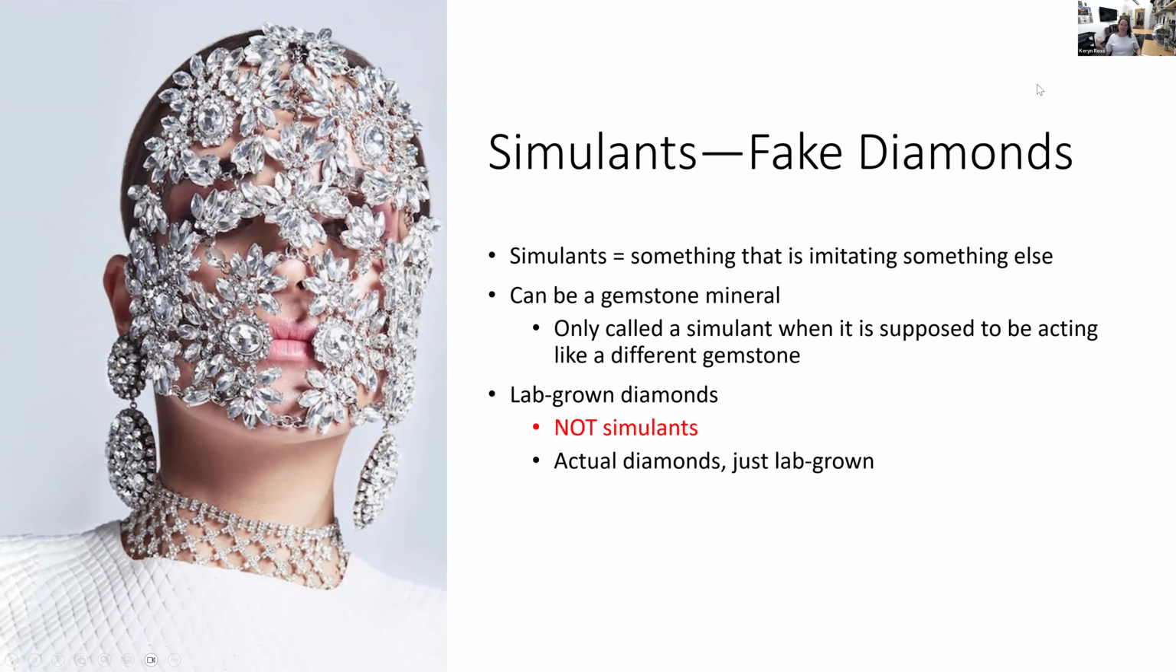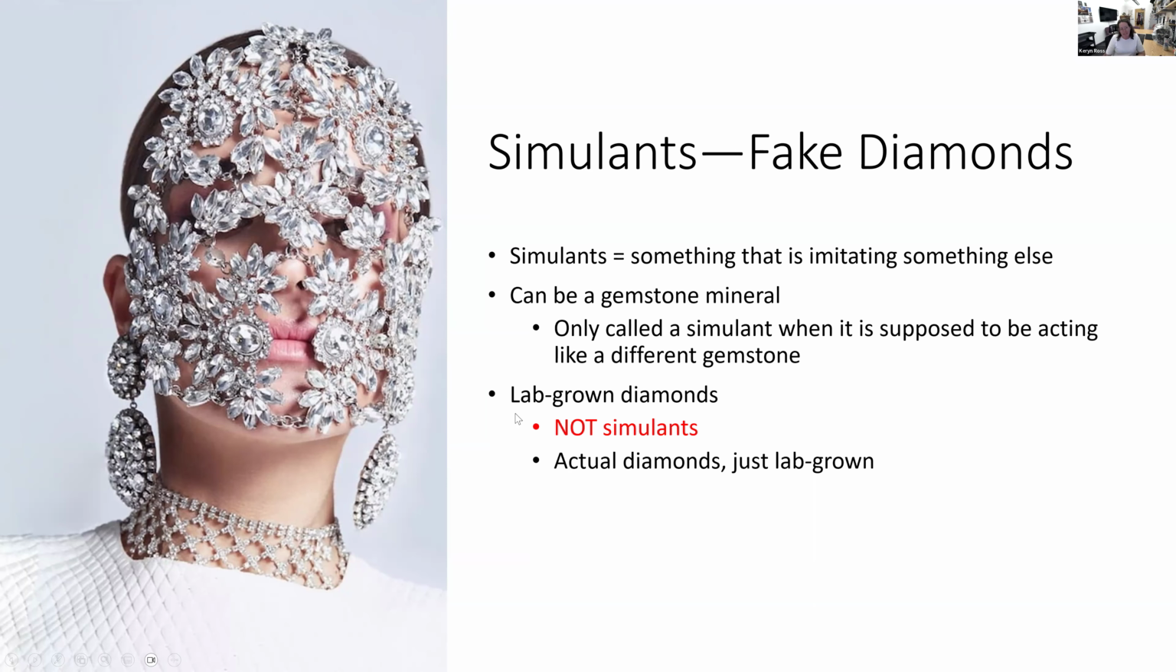So you can have gemstone simulants all over the place. It's something that's imitating something else. So for example, if I have a piece of glass and I say, "Ooh, look at my diamond," all of a sudden that's a diamond simulant, okay? I am pretending it is a diamond. Rhinestones, for example, are diamond simulants, or if they're colored, they're another gemstone, ruby simulants, sapphire simulants, whatever.